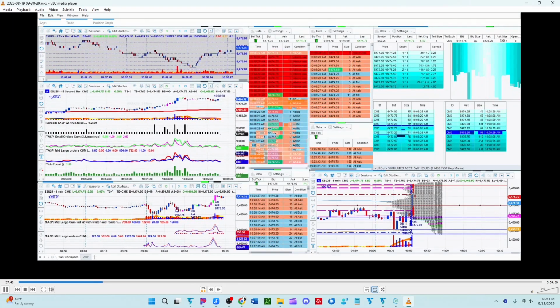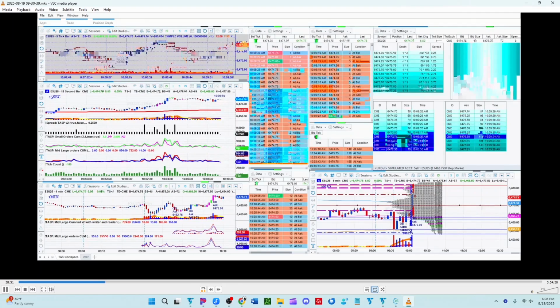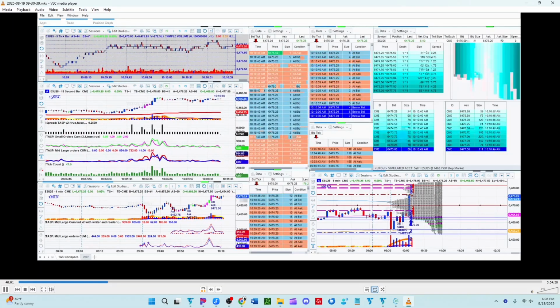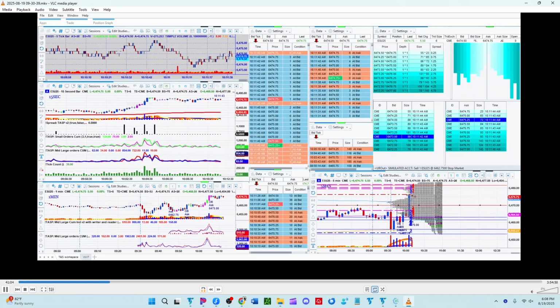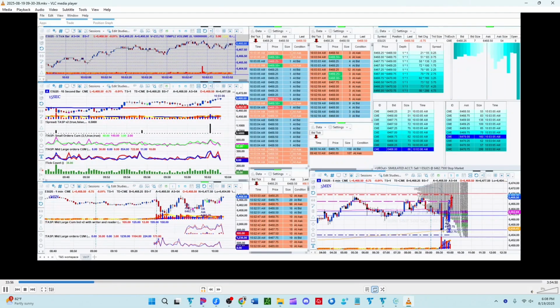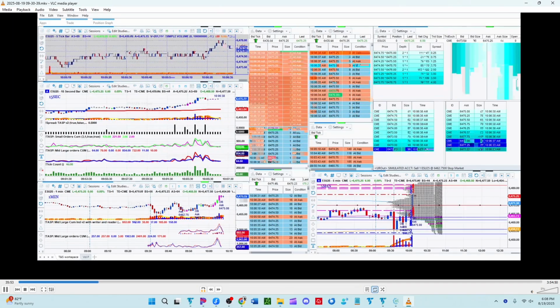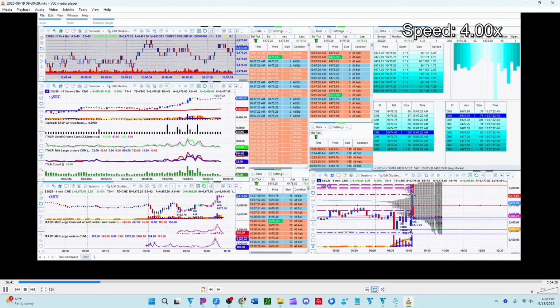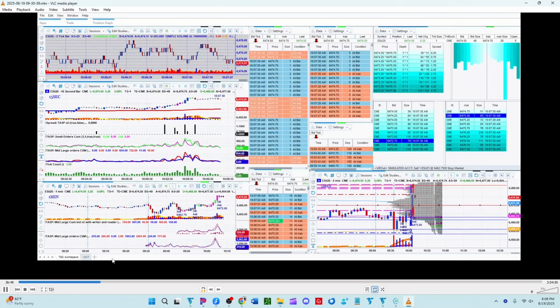Now that's the end of the loop. All right, so what we want to see, what we're observing for, is what happens. Oh, it skipped by me. All right, let's go back.